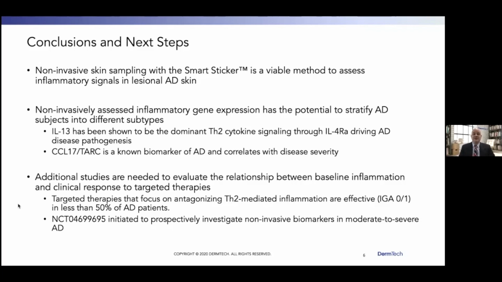Finally, additional studies are needed to evaluate the relationship between baseline inflammation and clinical responses to targeted therapeutics. Specifically, targeted therapies that focus on antagonizing the Th2-mediated inflammation are effective in approximately 50% of the AD patients, indicating that there's a significant portion of the population that does not have a therapeutic benefit when treated with those. At DermTech, we specifically have initiated a clinical trial on clinicaltrials.gov to prospectively investigate non-invasive biomarkers in moderate to severe AD patients.